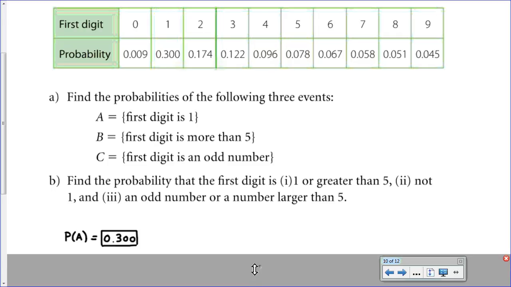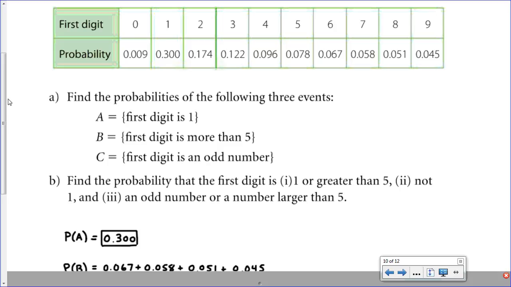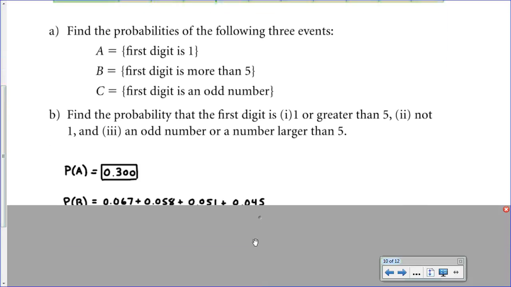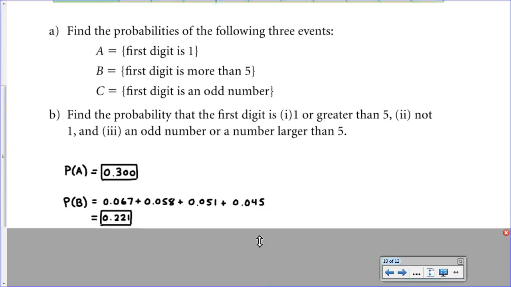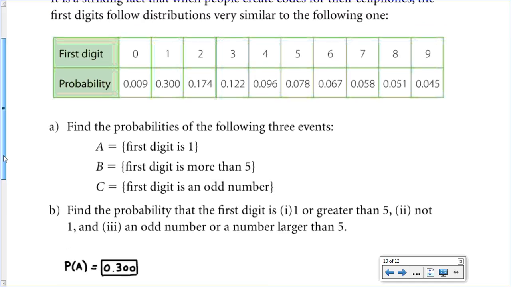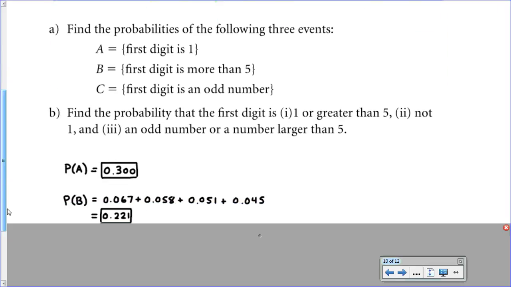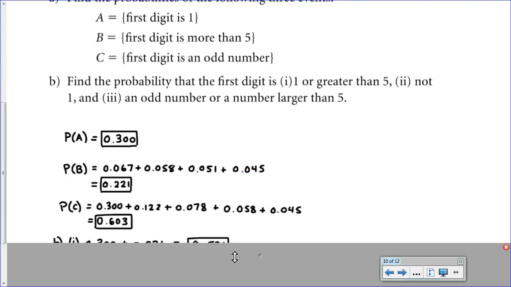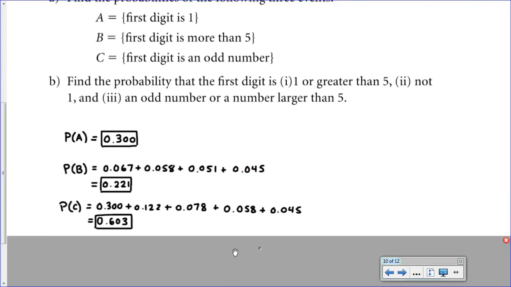The probability that the first digit is going to be more than 5 includes the probabilities for 6, 7, 8, and 9. Because they're mutually exclusive, we can add them together and get this total of 0.221. And the probability that the first digit is an odd number: I can add together the probabilities of 1, 3, 5, 7, or 9, and determine that the probability that the first digit is odd is 0.603.